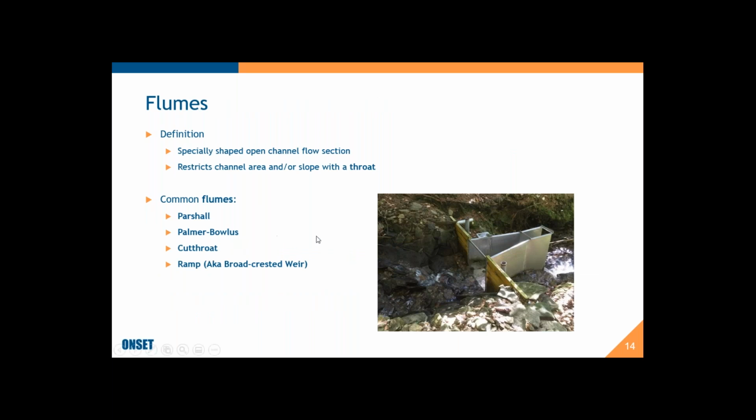Switching now to flumes. A flume is a little different in that it's a restriction in the channel flow. It's not really a plate that's in the channel flow. And again, that restriction or that throat causes the water level to rise. There's different types of flumes for different applications. This, I think, is a Parshall flume here, which is great for stream applications.